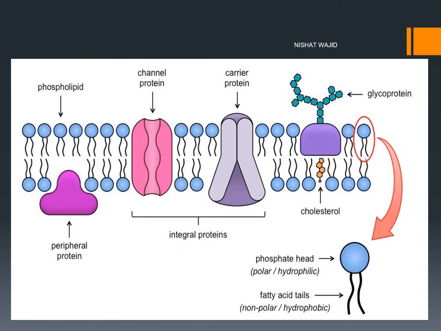Lipid bilayer means lipids, phospholipids, are arranged in two layers. In this diagram you can see that phospholipids are making two layers. Also see the structure of one of the phospholipid molecules. Each phospholipid is made of a phosphate head and two fatty acid chains.